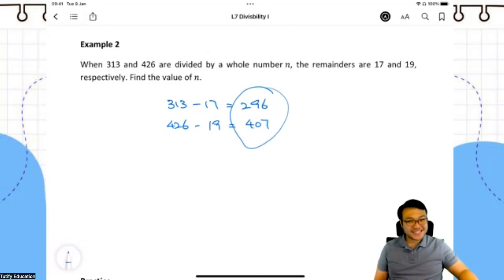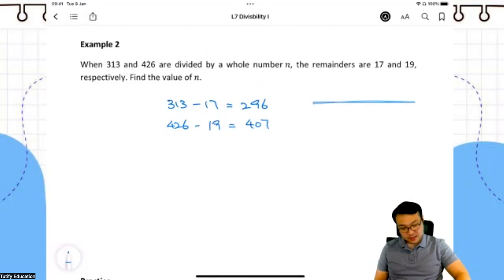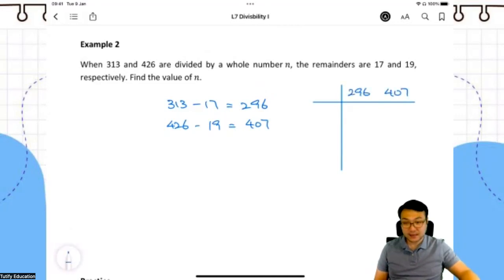Do you have any ideas on how I can find n? Find the HCF of 407 and 296. Excellent. Find the highest common factor. And the highest common factor should be the number n. So let's divide this by 37. Then we'll get 8. Okay, I'm using the ladder method. We are supposed to divide until you can't divide anymore. Can I still continue dividing? No. Okay, so let's stop here.